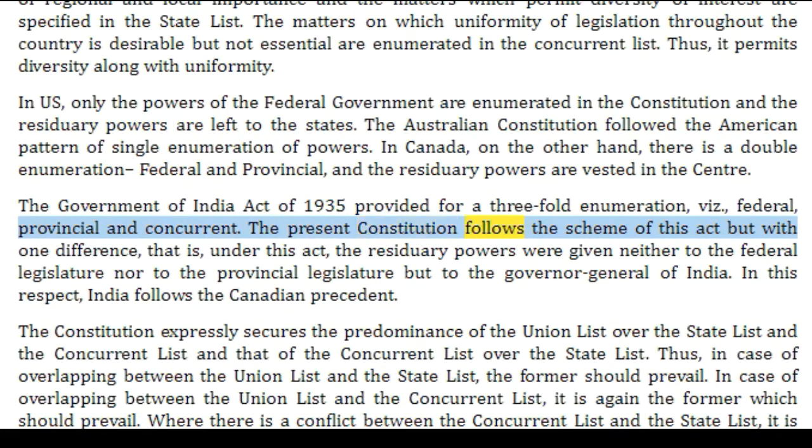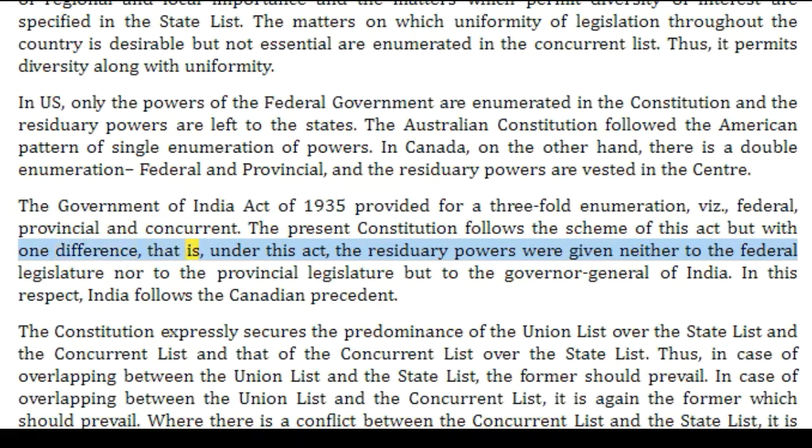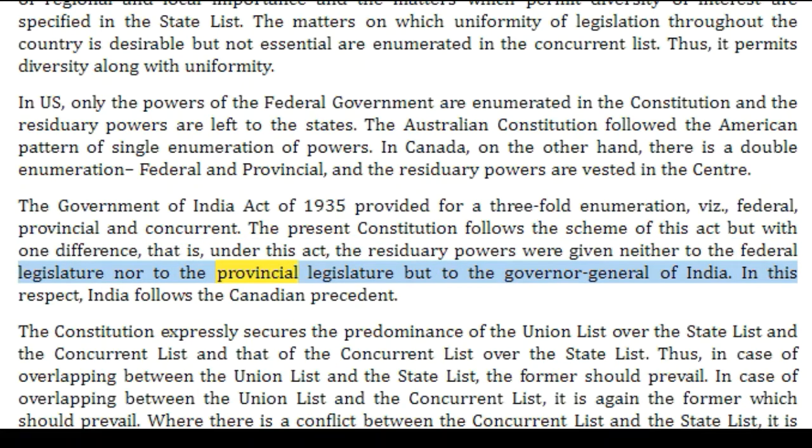The present constitution follows the scheme of this act, but with one difference, that is, under this act, the residuary powers were given neither to the federal legislature nor to the provincial legislature, but to the Governor-General of India. In this respect, India follows the Canadian precedent.